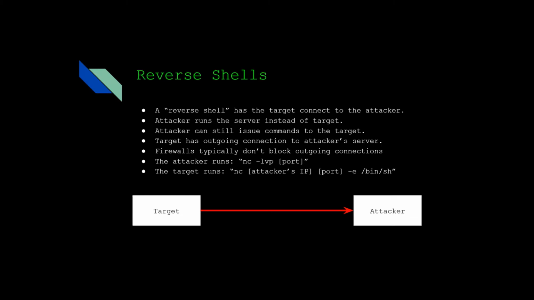Some of them do. There are exceptions to this rule, of course. You can make firewall rules that block outgoing connections, but usually most people are more concerned about incoming connections than they are about outgoing connections. So we can use this network right here to still allow the attacker to send commands over to the target and execute whatever they would like. The command syntax here is going to be a little bit different, because now we have the attacker running the netcat server instead of the target.